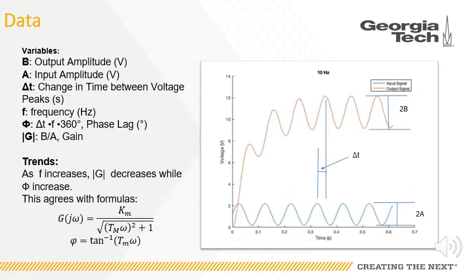For each frequency, we were able to find the output amplitude, input amplitude, and change in time between voltage peaks using MATLAB. With this information, we were able to find the phase lag as well as the gain with the formulas on screen. Some trends we experienced were as frequency increased, gain decreased while the phase lag increased. And based off the formulas derived from the first order transfer function, these trends seem to make sense.